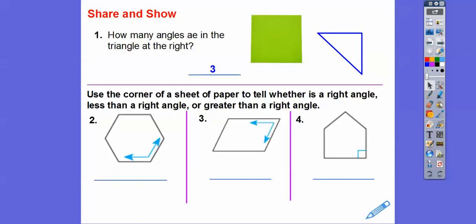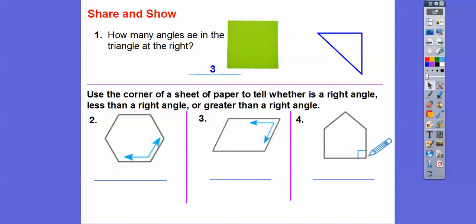So let's use the corner of this sheet of paper that we have right here and tell whether the angle is a right angle, an angle that's less than a right angle, or an angle that's greater than a right angle. So I'm just going to do that with all of these. They want us to focus on the blue angles right here. So we're going to focus on this one, and on this one. Now typically if you see that little box, that means right angle. That's code word right angle.